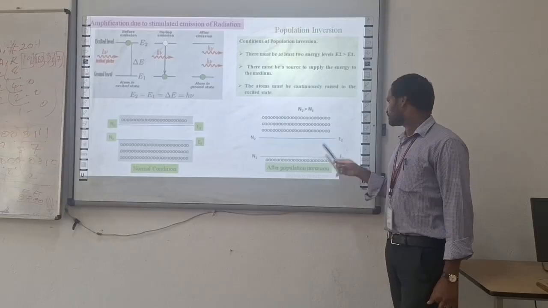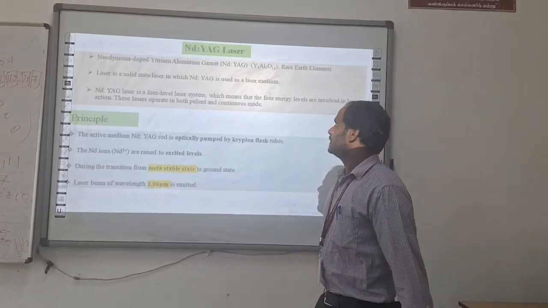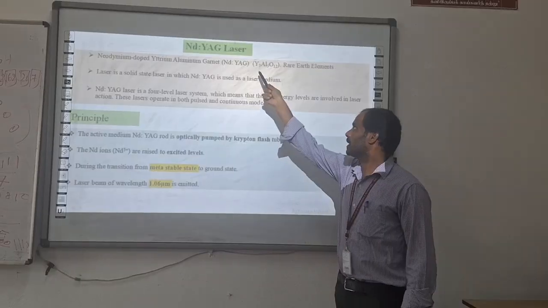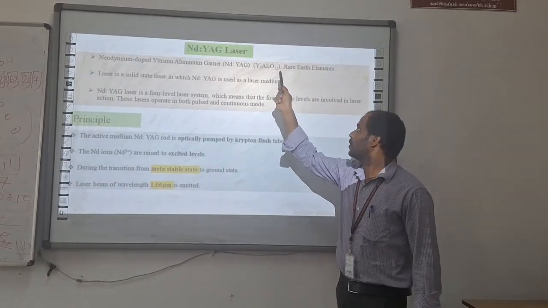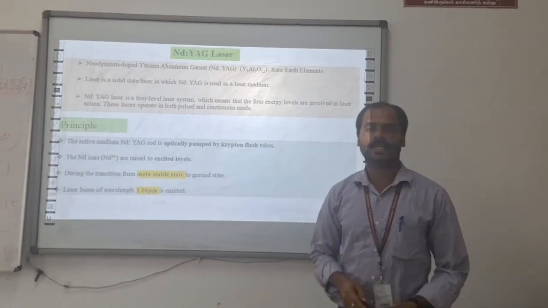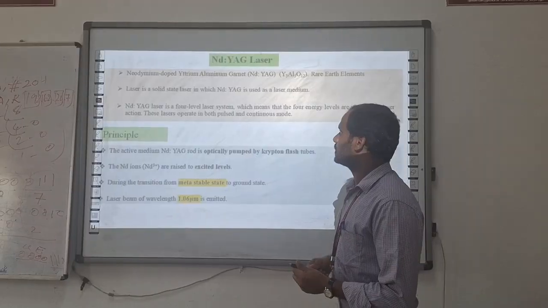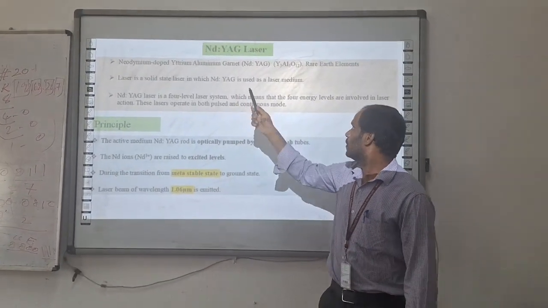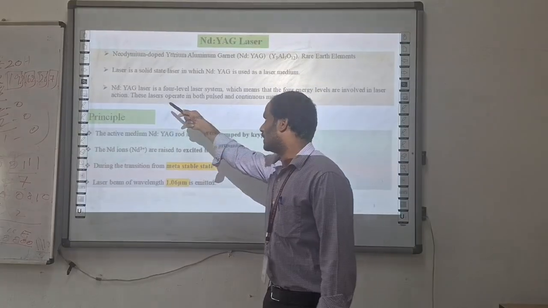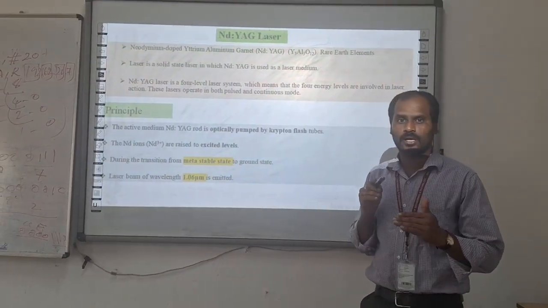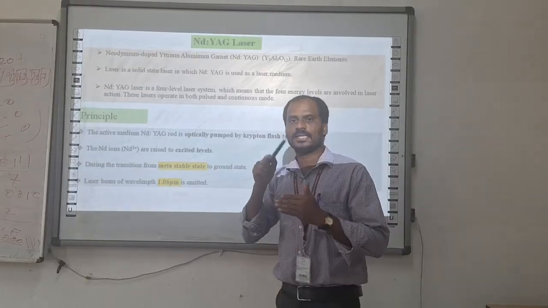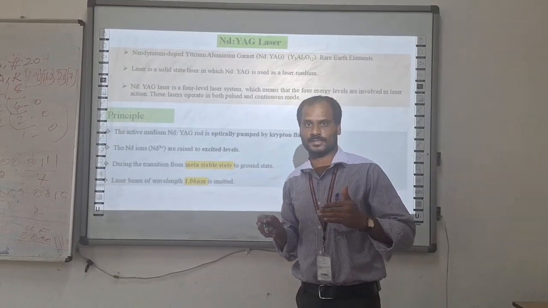The Nd:YAG laser is neodymium doped yttrium aluminium garnet. Its chemical formula is Y3Al5O12, and neodymium is basically a rare earth element. We already discussed that it is a solid state type of laser. In this laser the energy system has four levels, and it works in pulsed or continuous mode.